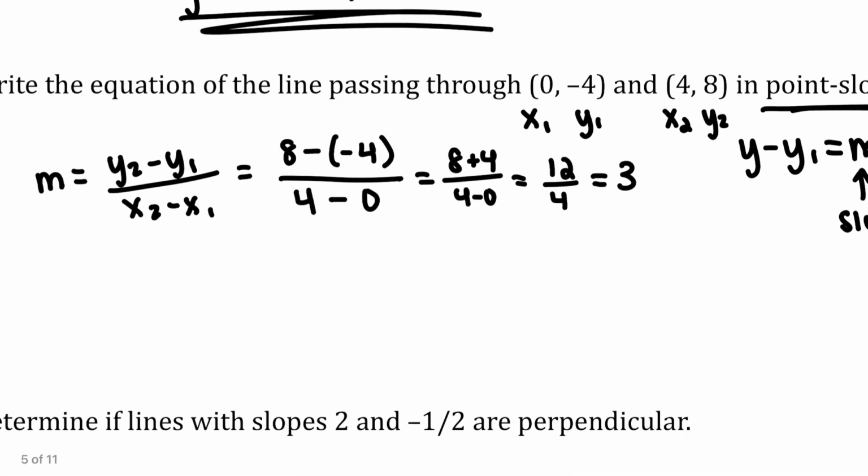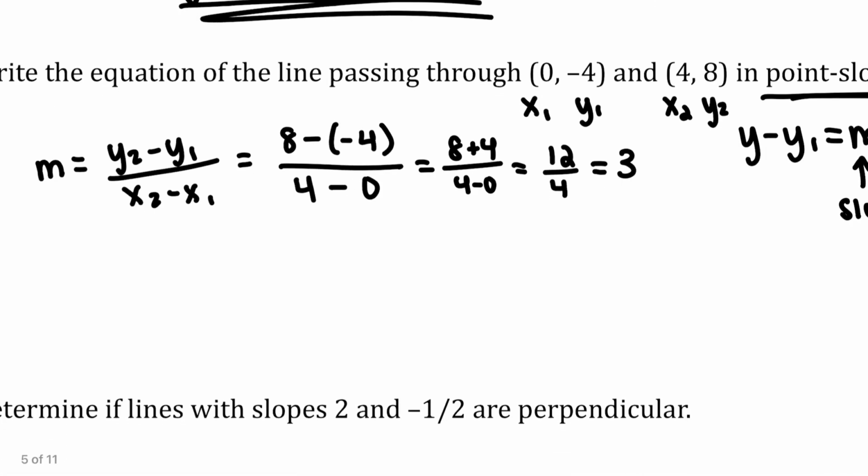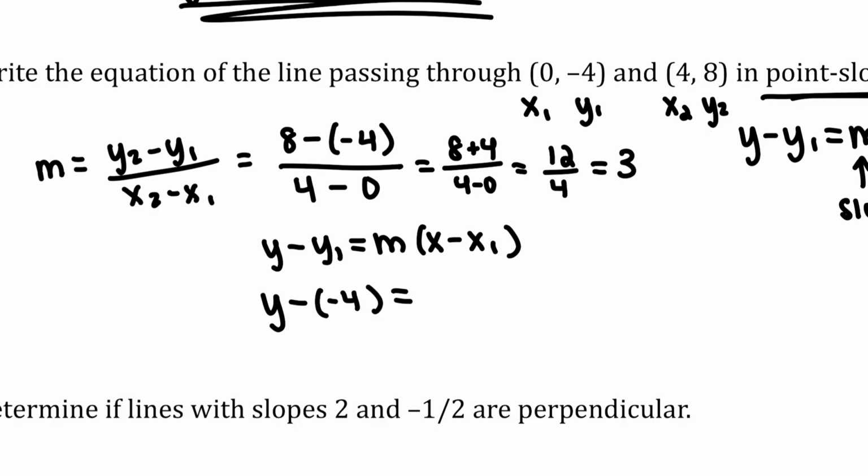So let's plug in. We have a slope, we have a point. Let's do it. So y minus y1 equals m times x minus x1. So y minus our y1 of 4. So y minus -4 equals our slope of 3 times x minus 0. So we have y plus 4 is equal to 3x minus 0. That is just 3x.